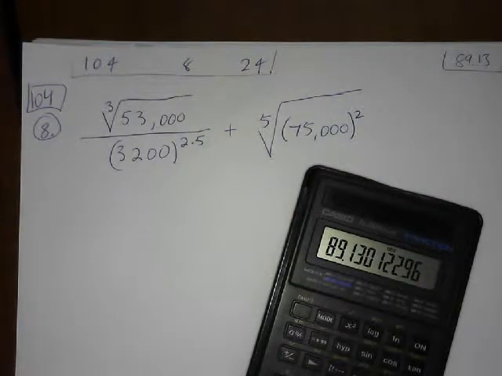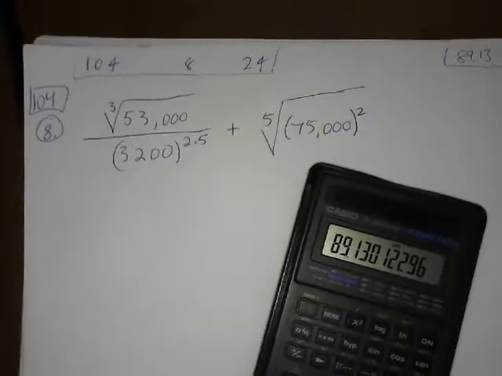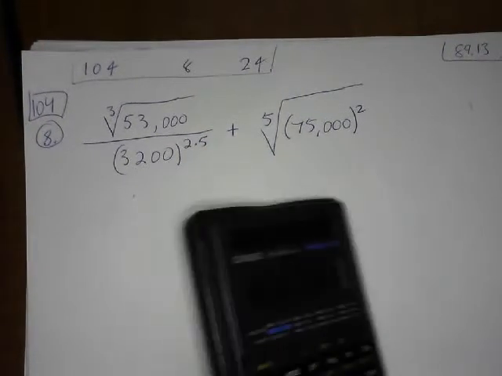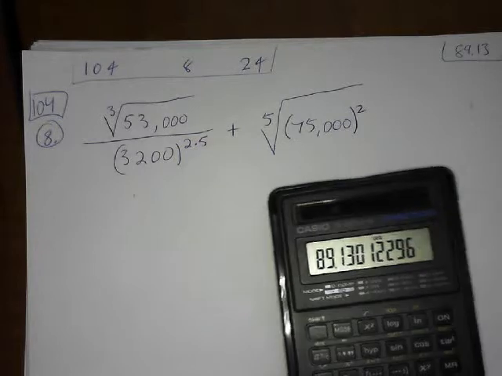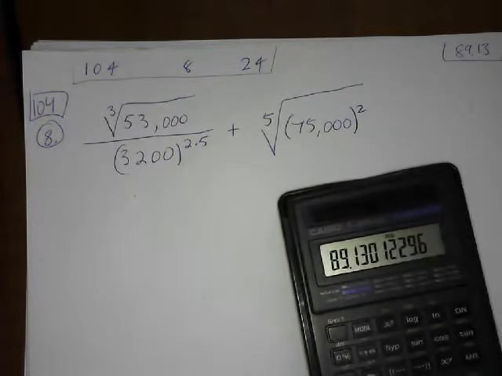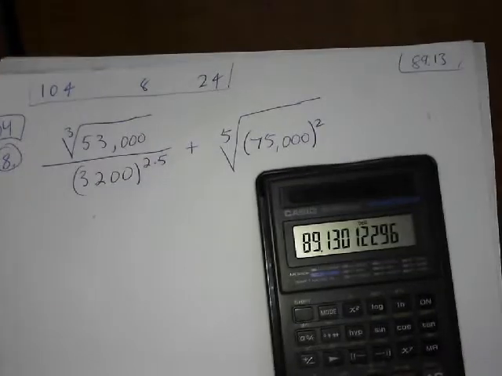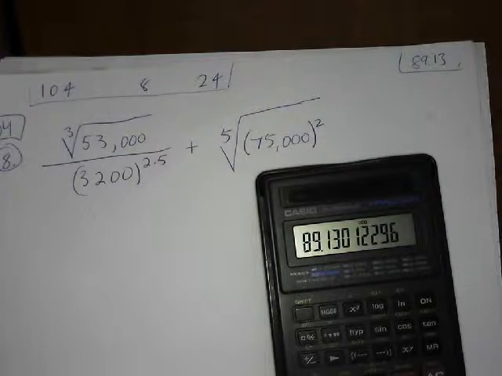Okay, this is lesson 104, number 8. I realize that some of you don't have a Casio calculator like the one I used in the last video. Well, this is also a Casio, but this one works a little different. Most of you guys have a calculator that works like this one does. And so I'm proving to you that I actually got the right answer, which is 89.13.